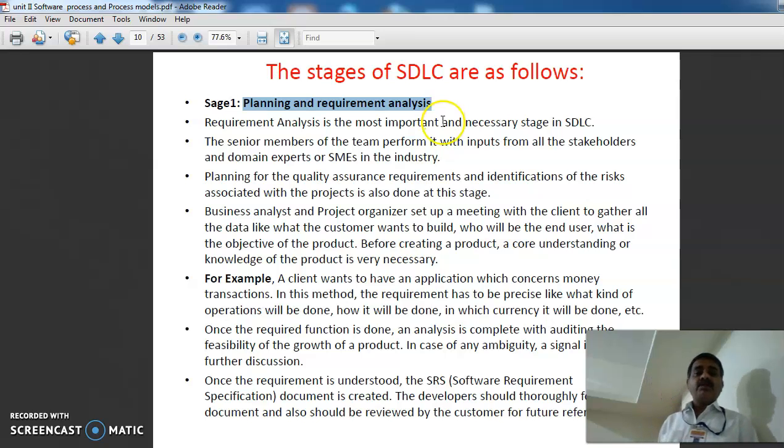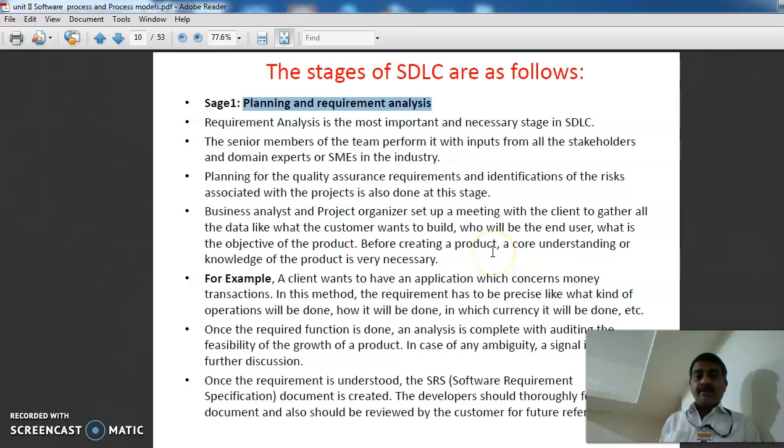Requirement analysis is the most important and necessary stage in the SDLC. The senior members of the team perform it with inputs from all the stakeholders and domain experts, SMEs in the industry. Planning for the quality assurance requirement and identification of the risks associated with the project is also done in this stage. And the business analyst and project organizer set up a meeting with the client to gather all the data, like what the customer wants to build, who will be the end user, and what is the objective of the product.